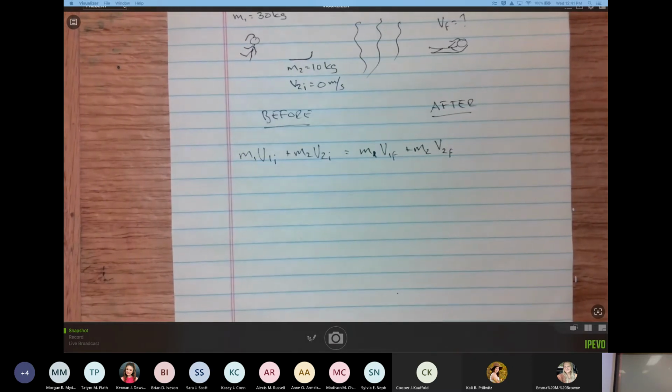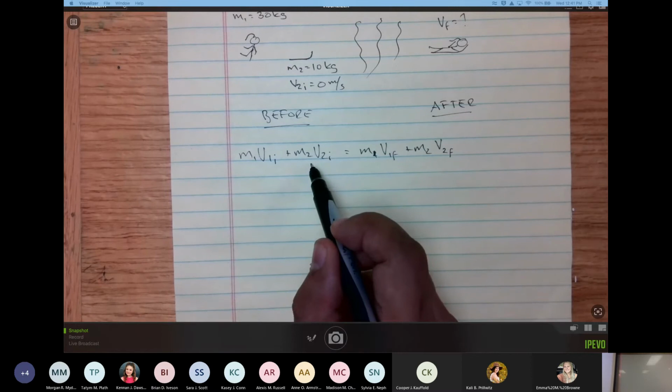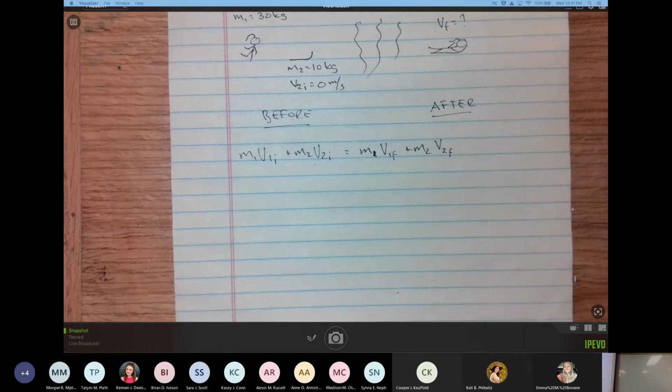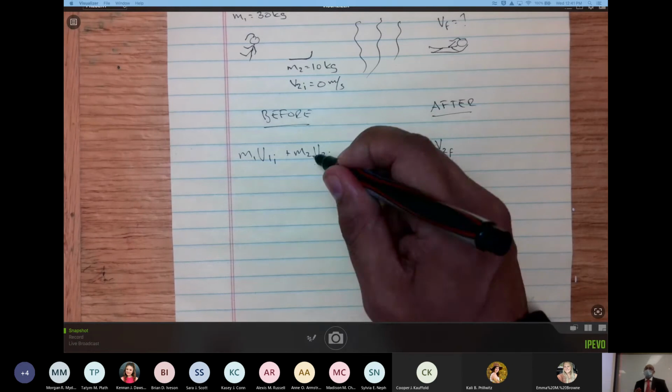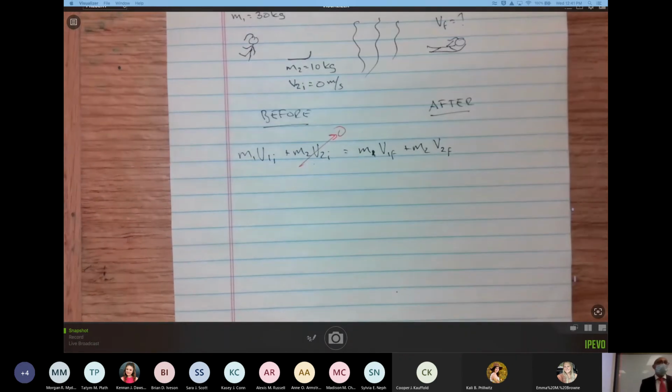Okay. Kennedy, how are you doing? So what would be the initial momentum of the sled? Zero, because it's not going anywhere. Are you sure? Yes. Really, really sure? Yes. So we don't have any momentum. That sled doesn't have any momentum. Okay?